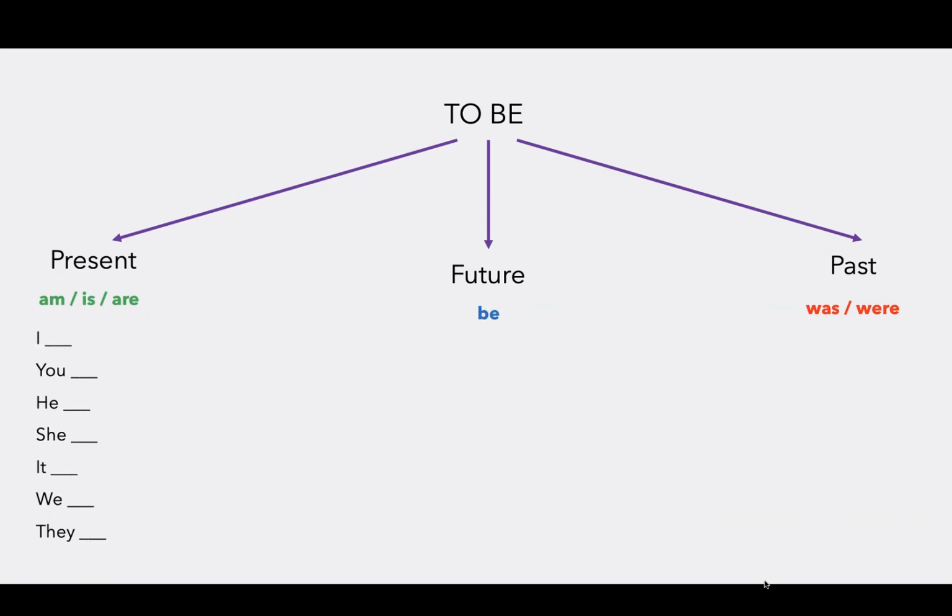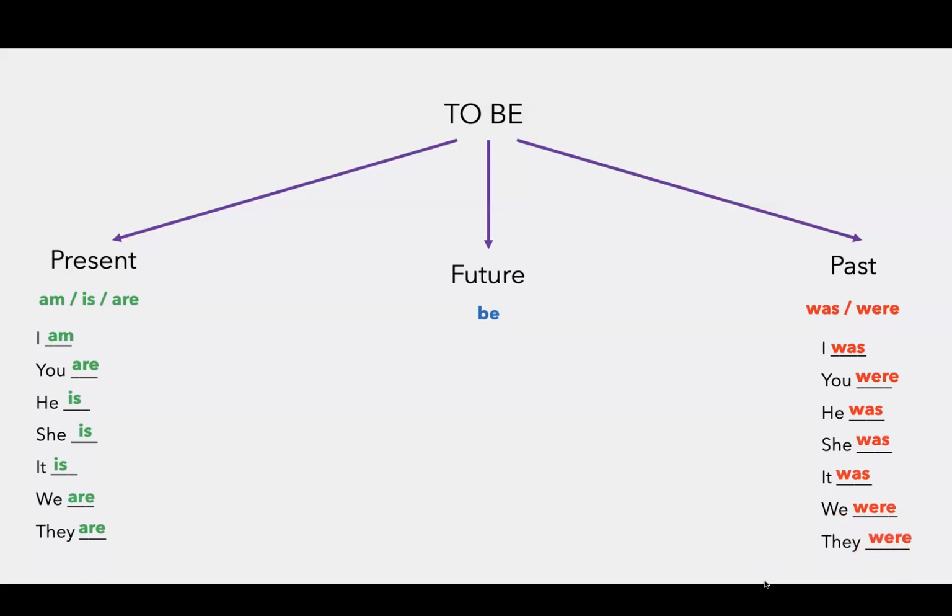And these are subject pronouns. With the subject I, in the present form, we use am. With you, we use are. He is. She is. It is. We are. And they are. And with the past form, I was. You were. He was. She was. It was. We were. And they were.